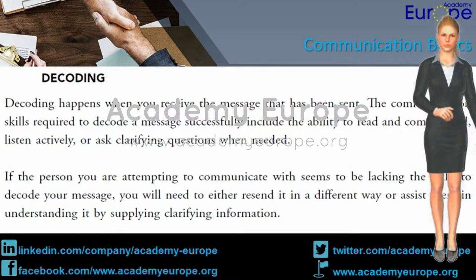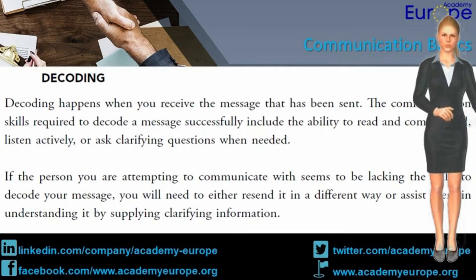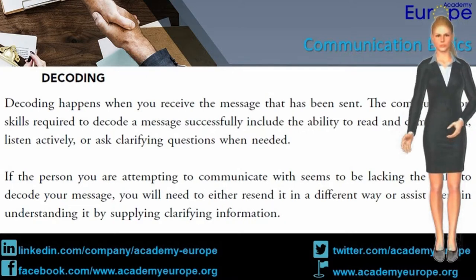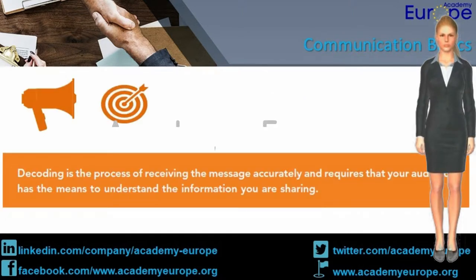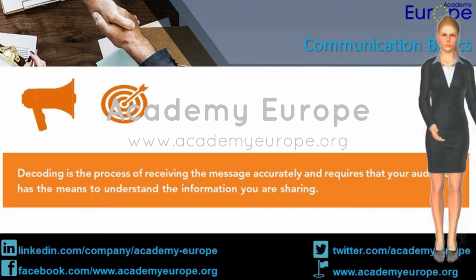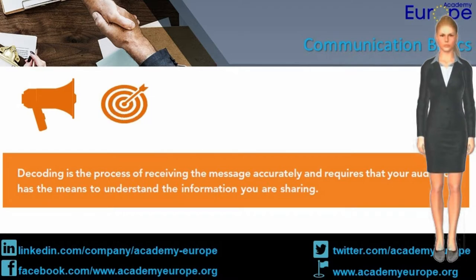Decoding. Decoding happens when you receive the message that has been sent. The communication skills required to decode a message successfully include the ability to read and comprehend, listen actively, or ask clarifying questions when needed. If the person you are attempting to communicate with seems to be lacking the skills to decode your message, you will need to either resend it in a different way or assist them in understanding it by supplying clarifying information. Decoding is the process of receiving the message accurately and requires that your audience has the means to understand the information you are sharing.